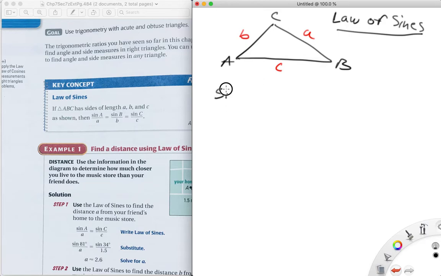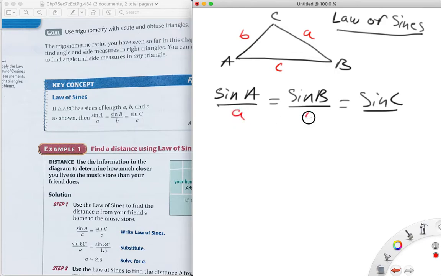So sine of A over a, sine of B over b, sine of C over c. They are proportional. And they are used for non-right triangles.